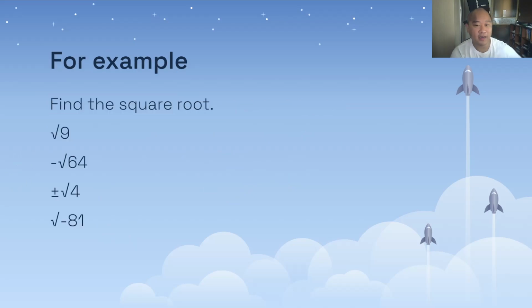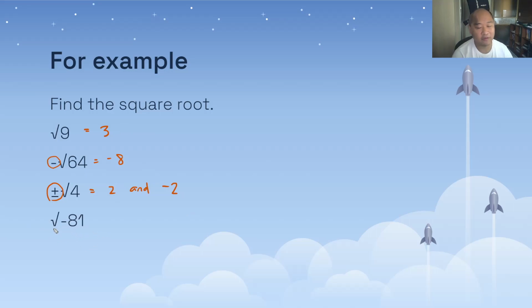So here it is. Find the square root. The square root of 9. What times what equals 9? 3. What is the negative square root of 64? Well, 8 times 8 is 64, and then the negative of that, which is the opposite, is negative 8. Here, this is asking us for two different numbers, the positive and negative square root of 4. So that would be 2 and negative 2.